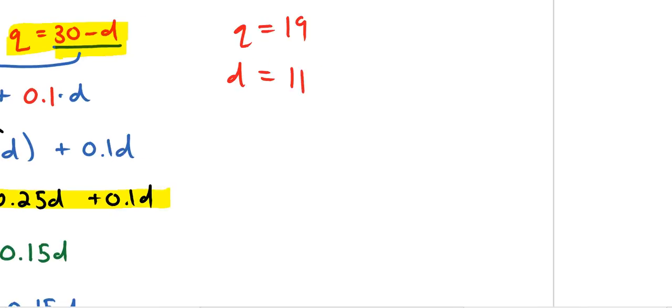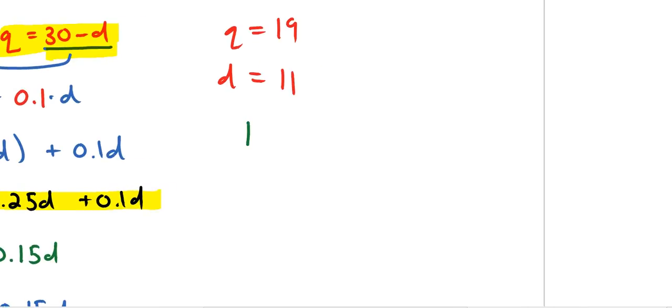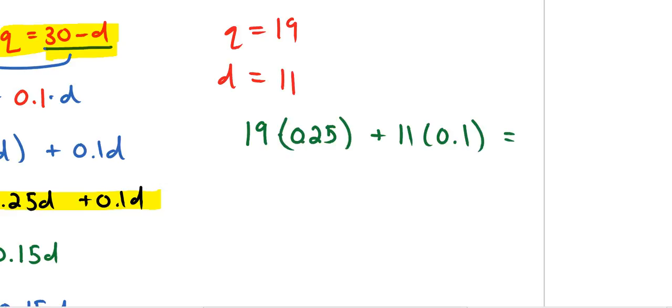And one good way to check your work here is by doing 19 quarters times the value of a quarter, which is 25 cents, plus 11 dimes times the value of a dime, which is 10 cents. That does give you 5.85. I just verified that with my calculator, so I know those numbers do indeed work.